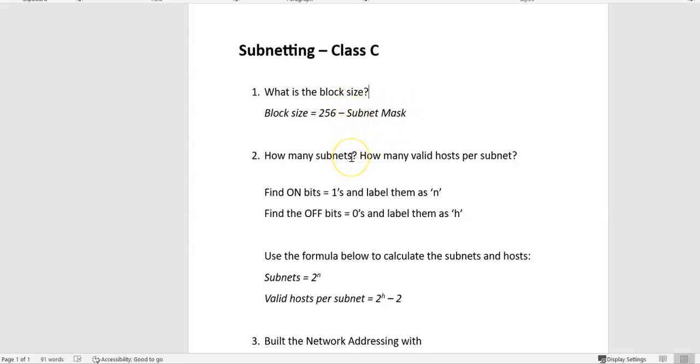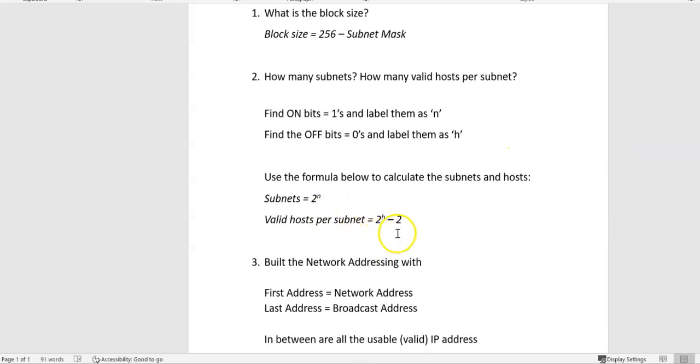And then you ask the second question: how many subnets are we talking about? And in each subnet, how many hosts are valid? When we say valid, there are two IP addresses which we cannot use, the subnet starting point and the end point. They're called the network address and the broadcast address. So you have to remove those two. The remaining will be the valid hosts. Then you use those formulas to calculate.